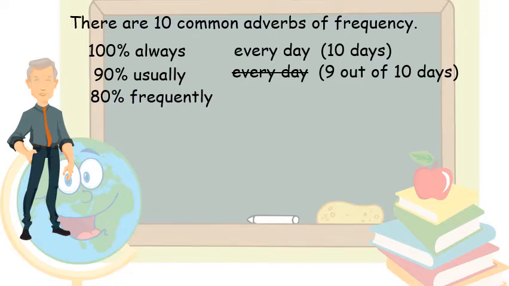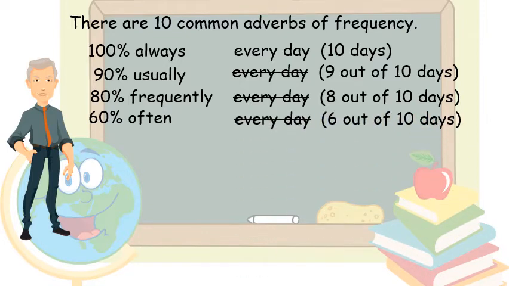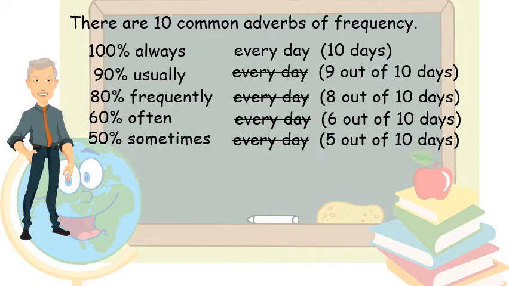Frequently, some people say it's 80%. It's 8 out of 10 days. Often, it's listed as 60%. That would be 6 out of 10 days. Sometimes is 50%. This one is pretty accurate. Sometimes yes, sometimes no. That would be 5 out of 10 days.